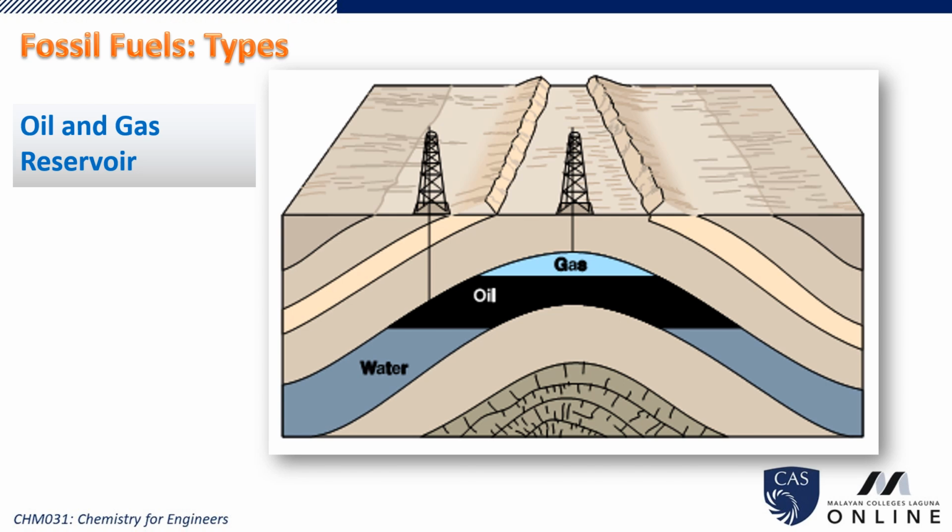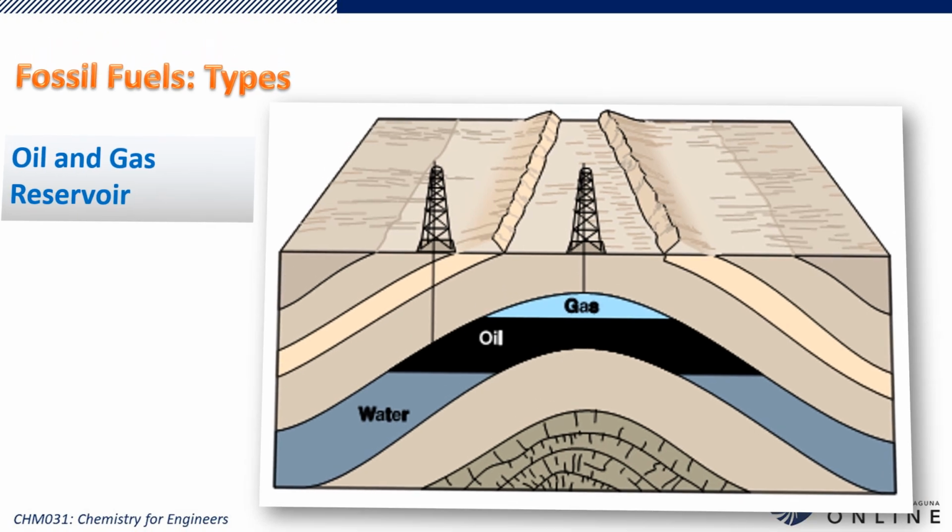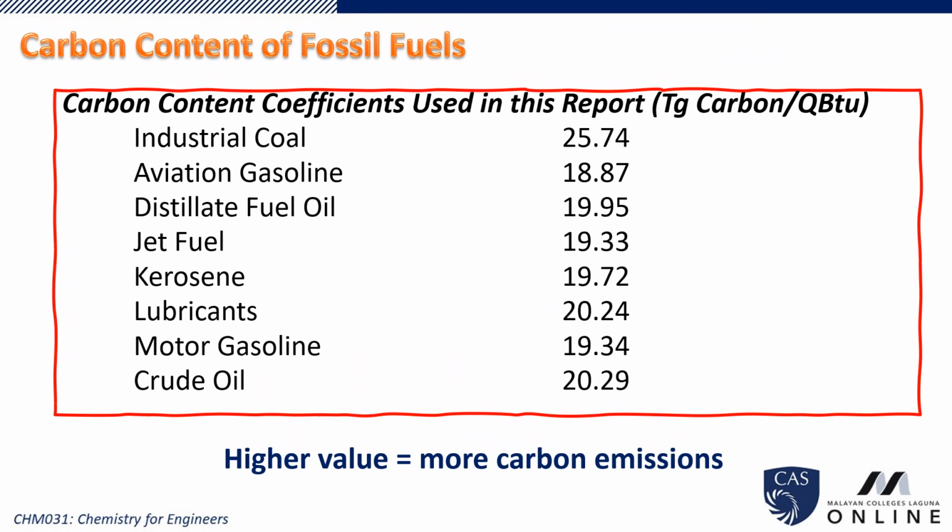Fossil fuel contains various hydrocarbons which may also contain impurities such as sulfur, and these impurities influence fuel quality and environmental impact. The carbon content of fossil fuel varies. Higher carbon content generally leads to higher carbon dioxide emissions when burned, and this is a key factor in environmental considerations.